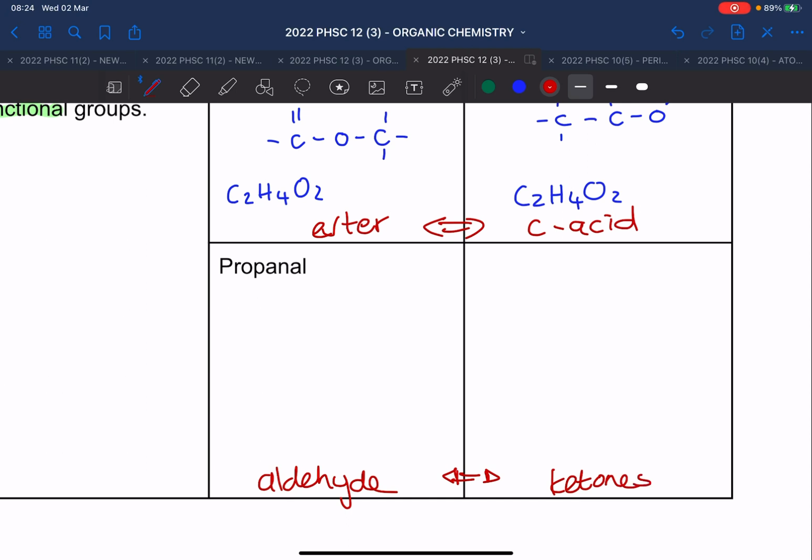Okay, let's quickly look at what this will look like. Propanal. Propan, how many carbons? 3. 1, 2, 3. Propanal belongs to the aldehydes. The aldehydes means it must be at the end. At the end must be what? A carbonyl functional group, your double bond O. So the molecular formula will be C3H6O.